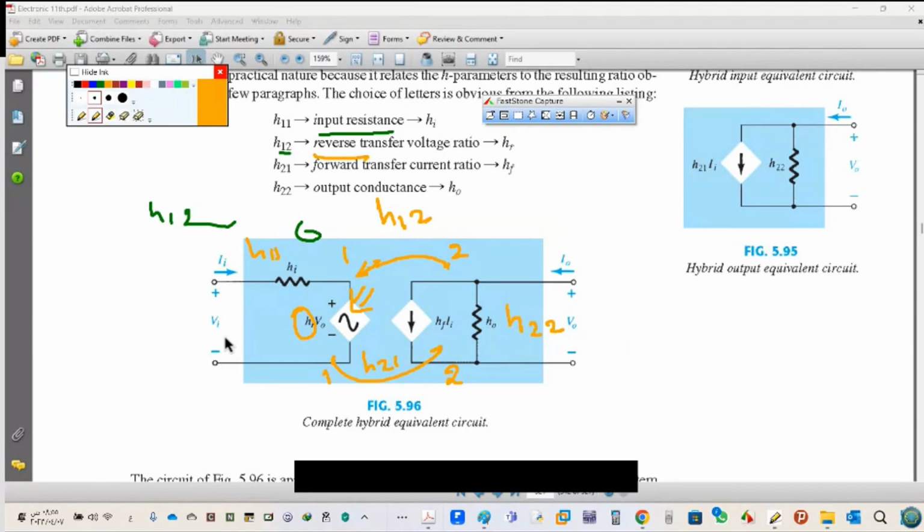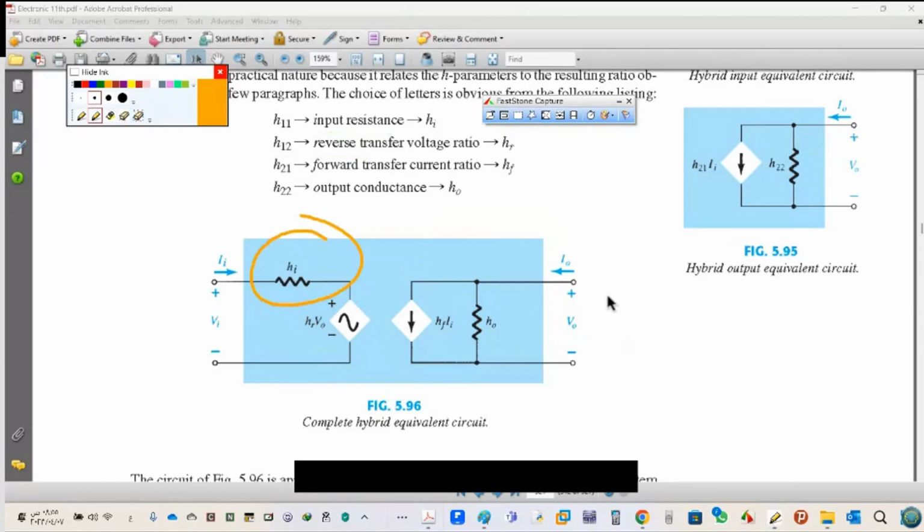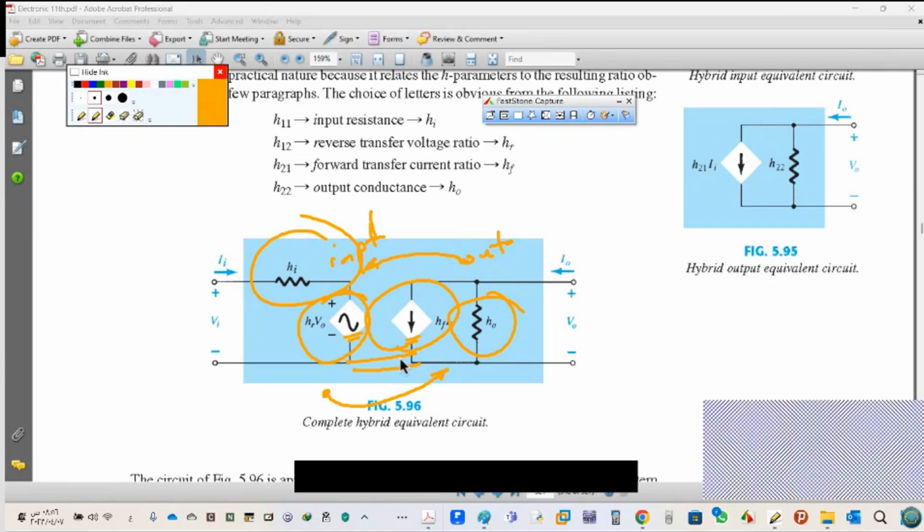So usually for our study, we have this and it's enough. We have this input and output. Here we study two extra parameters: the effect from output to input, this one, and the effect from input to output, this one. And as you see here, we have a dependent voltage source and a dependent current source. Any question until now? Is it clear?